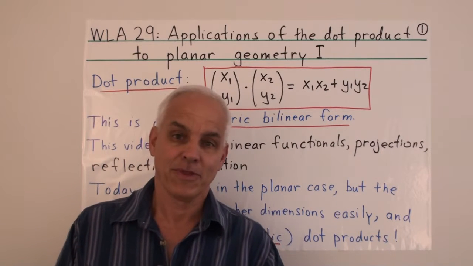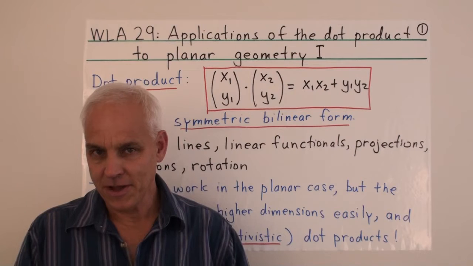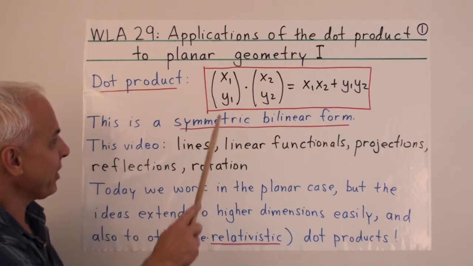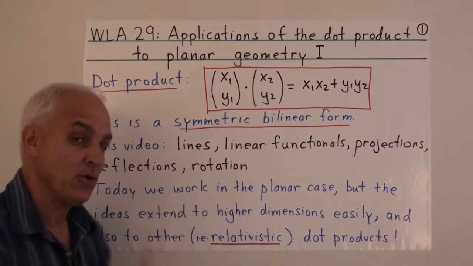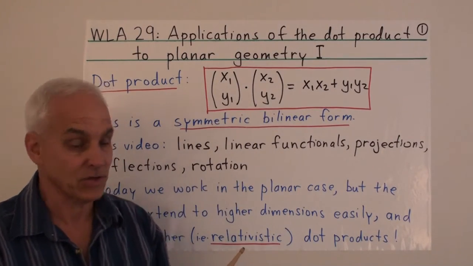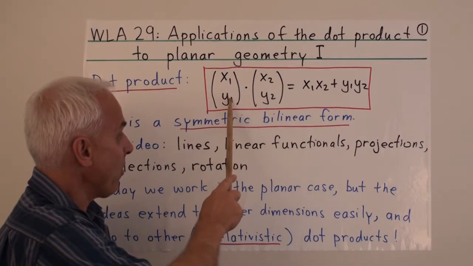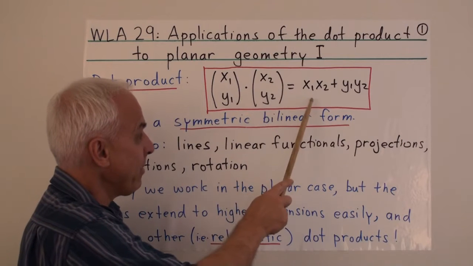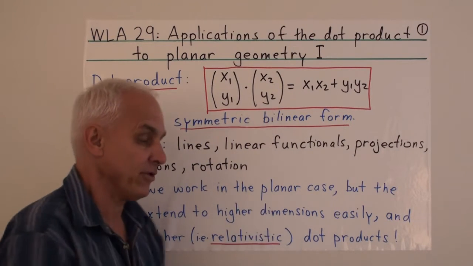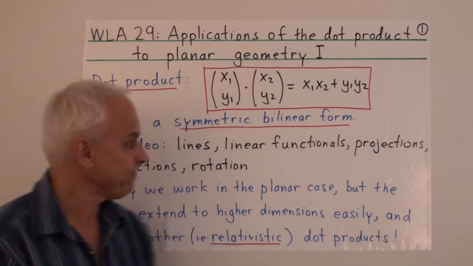I'm Norman Wildberger, and in today's lecture we're looking at two-dimensional geometry from the point of view of the dot product. So the dot product is this association to two vectors in two-dimensional space, a number. So (x1, y1) dot (x2, y2) is the number x1 times x2 plus y1 times y2. So given a pair of vectors, we get a number.